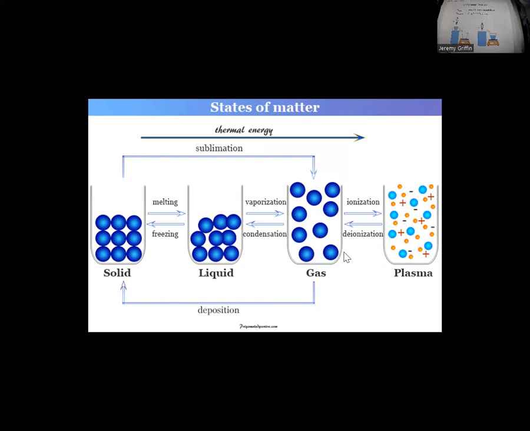If you heat up a gas enough, you can actually strip the electrons from the nuclei that they're orbiting. So that's called a plasma. Let me show you guys some examples of that. Actually, when I flip on the lights, these fluorescent lights, that's actually a plasma. There's ionized gas inside those bulbs.